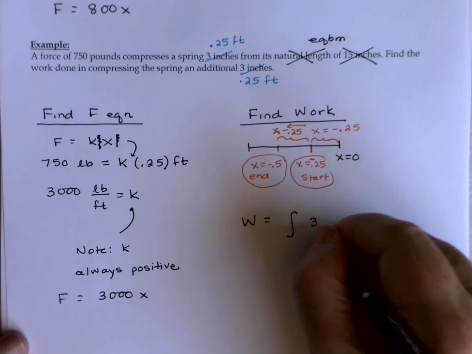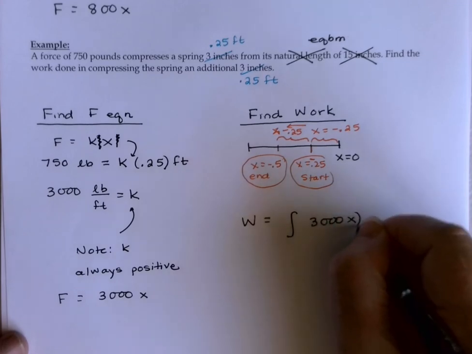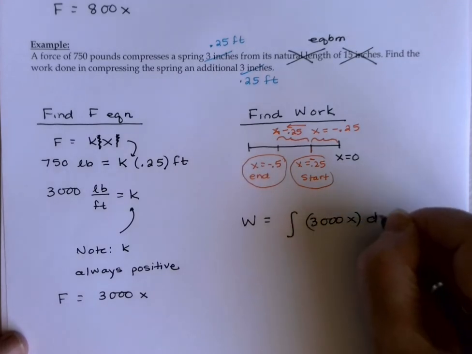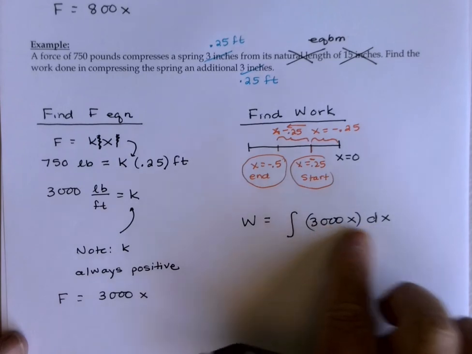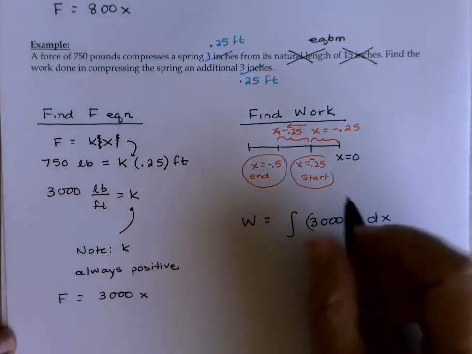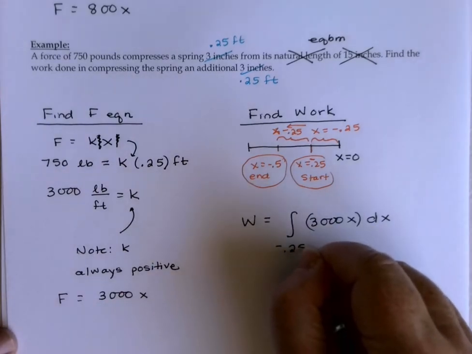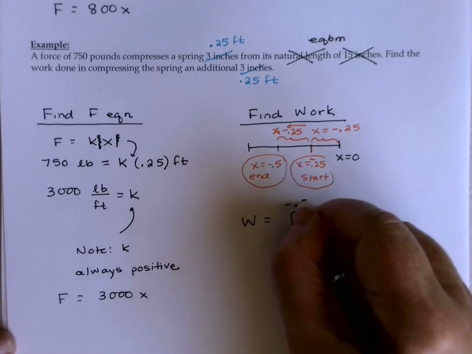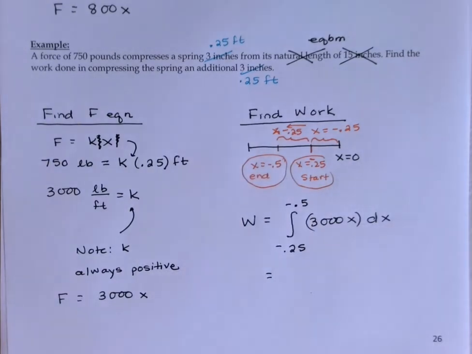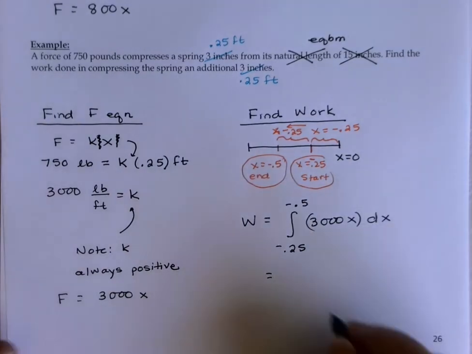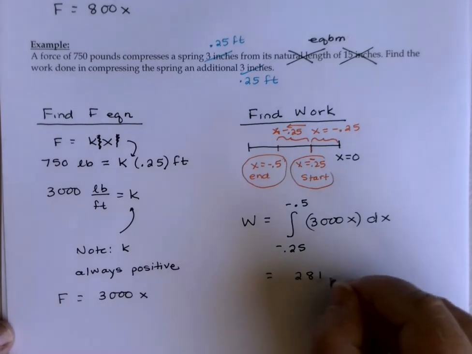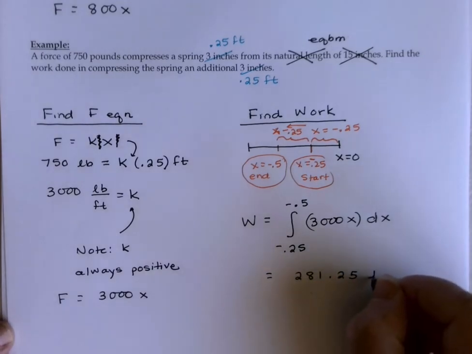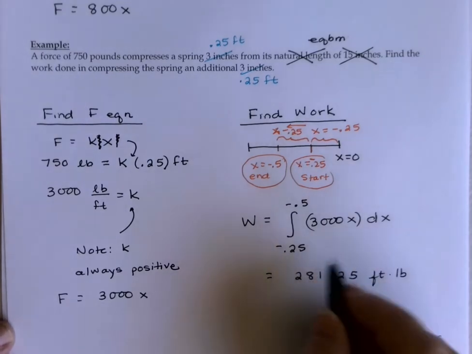So I integrate my force function, 3000x, times distance dx, work always force times distance, from my starting position, negative 0.25, to my ending position, negative 0.5. And I ended up with 281.25, and that would be foot-pounds.